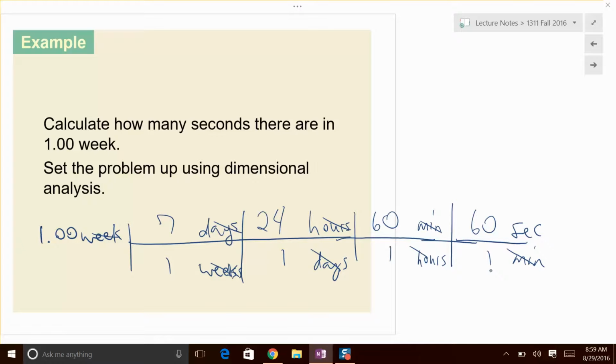So it ends up being a big number. I'm just multiplying across the top on that one. Everything else on the bottom is just 1.